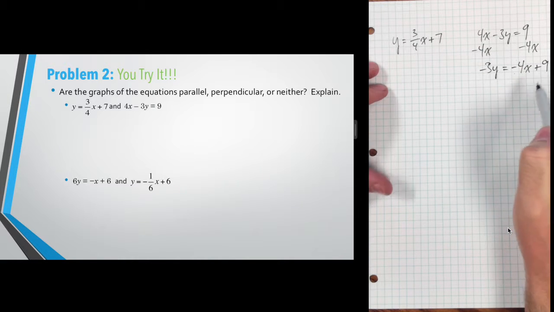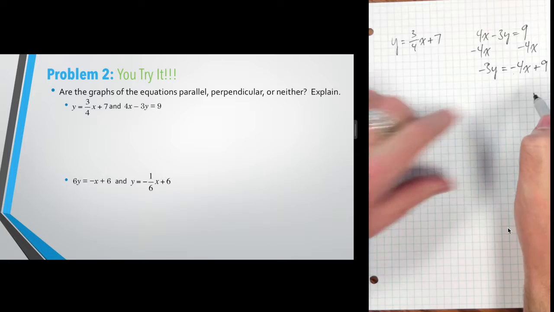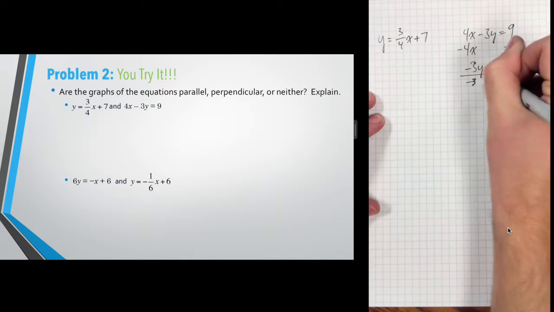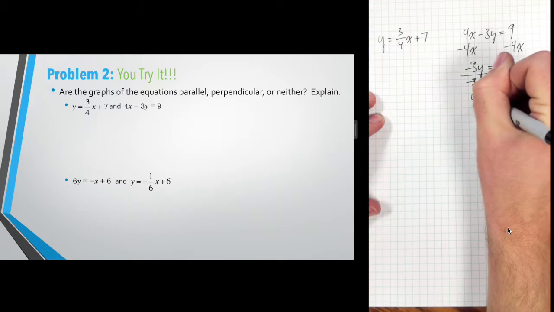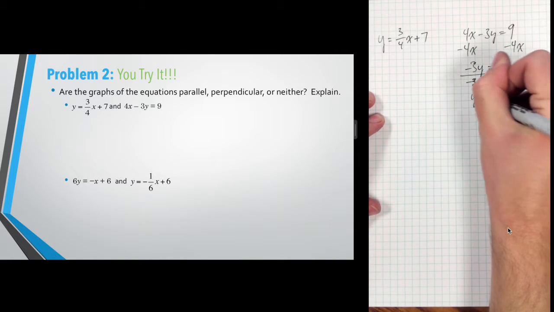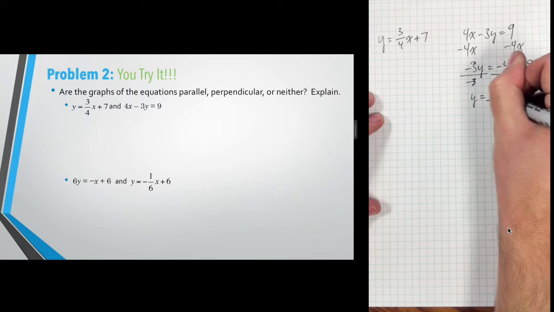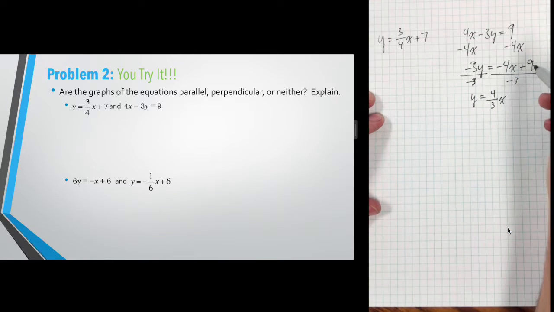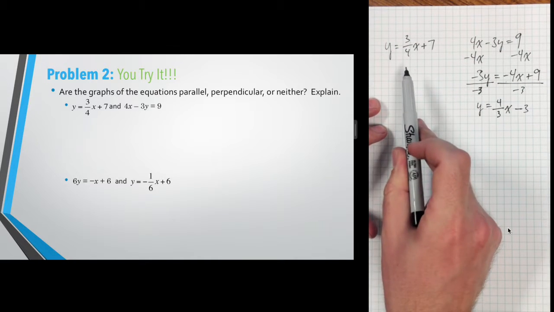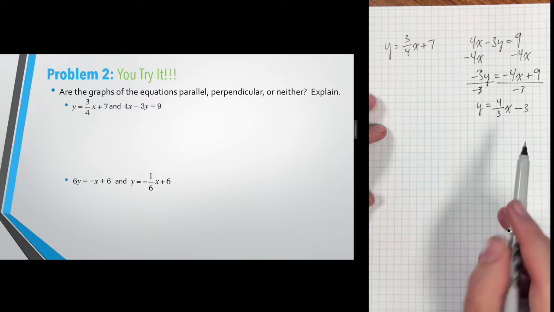Negative 4x plus 9. Now we need to get this y by itself, so we're going to divide both sides by the negative 3. Y equals negative 4 divided by negative 3 would be left as positive 4 over 3x. 9 divided by negative 3 would be negative 3. So now we have slope-intercept form.